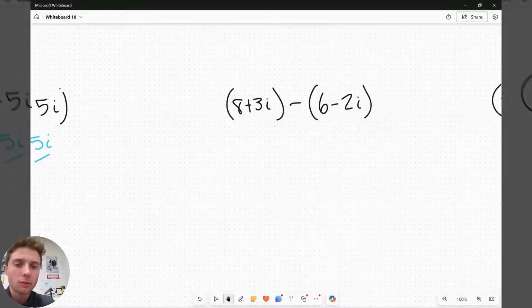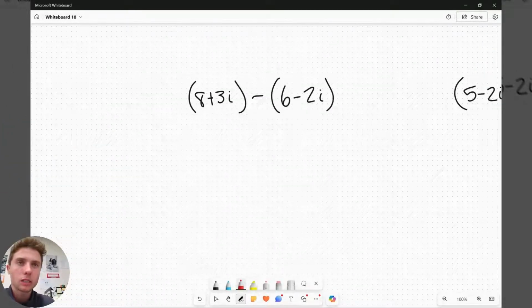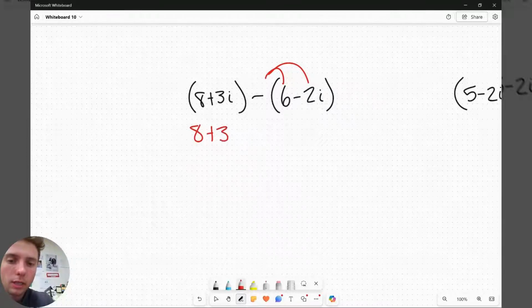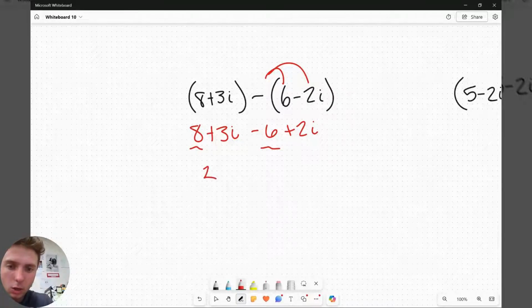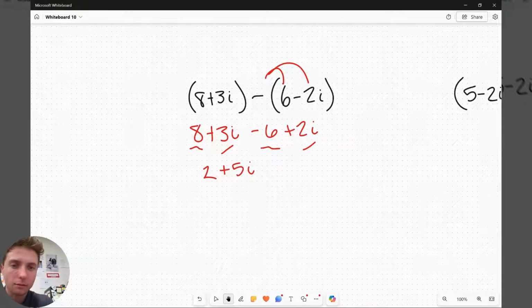That process doesn't really change much when we subtract complex numbers. When there's that minus in the middle, all that really happens is you change the signs. The 6 changes to negative, and the negative 2i changes to positive 2i. When you distribute a negative, the signs always change. Again, I find my like terms and combine those. 8 minus 6 is 2. 3i plus 2i is 5i, and now I have my answer.